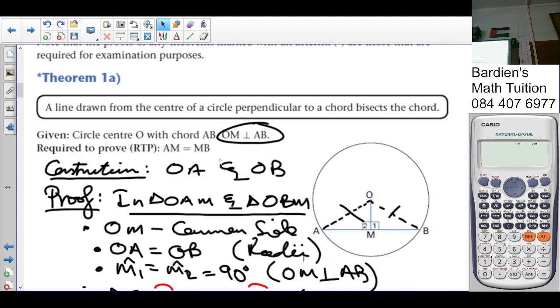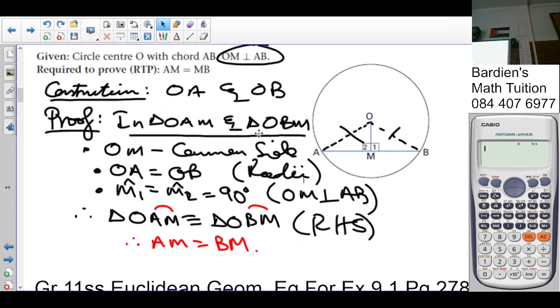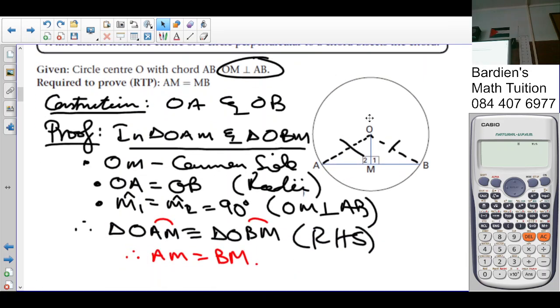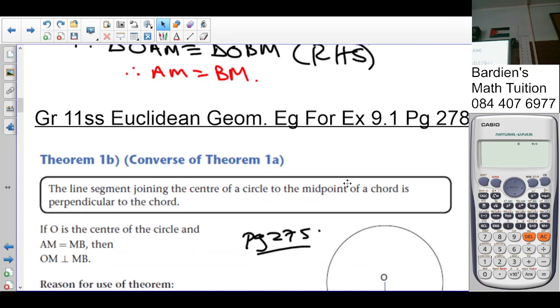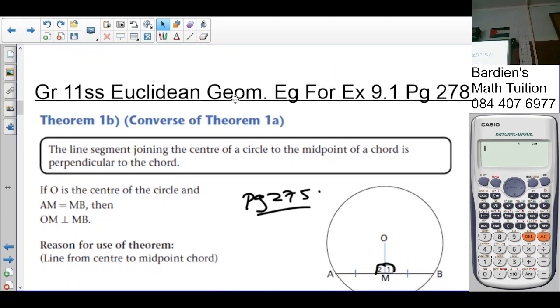Theorem 1A, which has an asterisk. It's a proof theorem for an exam. It's worth 5 marks. We went through it and we proved the theorem. If you want to get the explanation of the theorem, you'll find it in the description box below. In that video, you'll find all the theorems that are required for paper 2 in grade 12.